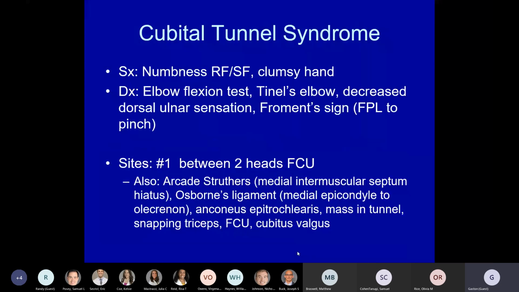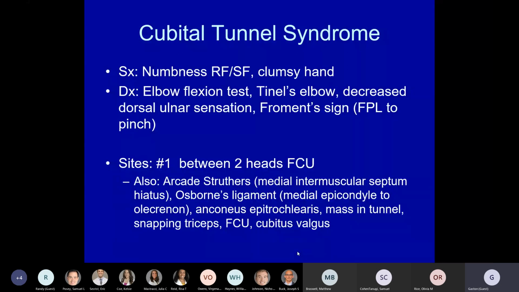Cubital tunnel: numbness in the ring and small finger, the hand that seems clumsy. They should give you tenderness at the elbow, decreased sensation. The dorsal cutaneous branch of the ulnar sensation differentiates it from Guyon's Canal, because remember, the dorsal sensory branch takes off 6 centimeters proximal to the ulnar styloid. So if they give you dorsal ulnar hand sensation is out, you know it's above Guyon's Canal.